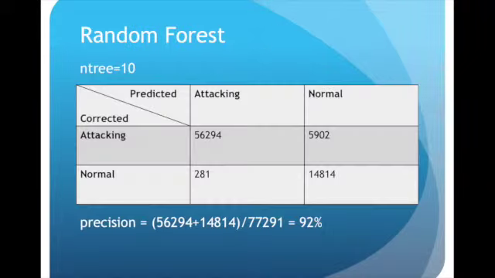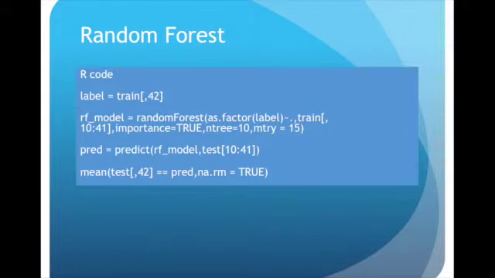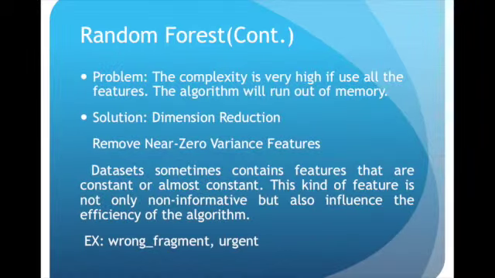In the random forest, we can achieve a precision of about 92%. But random forests also have some problems. The complexity is very high if we use all the features, so the algorithm will run out of memory. My solution is to do some dimensionality reduction.